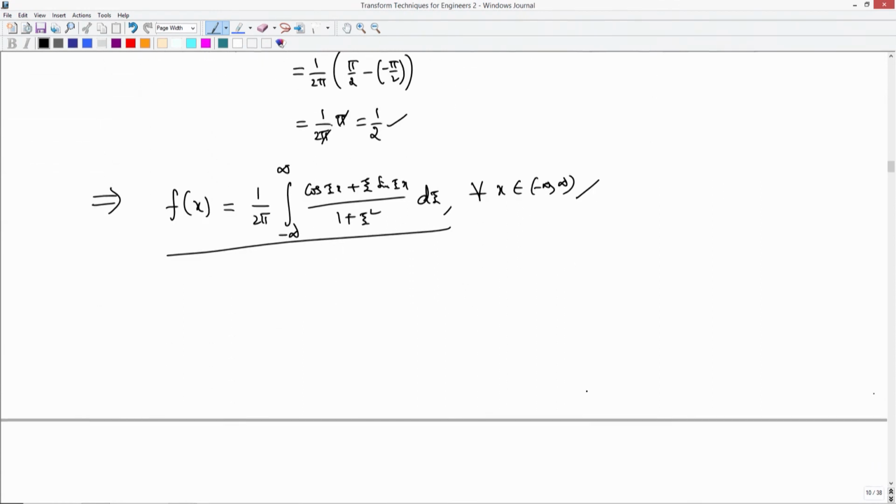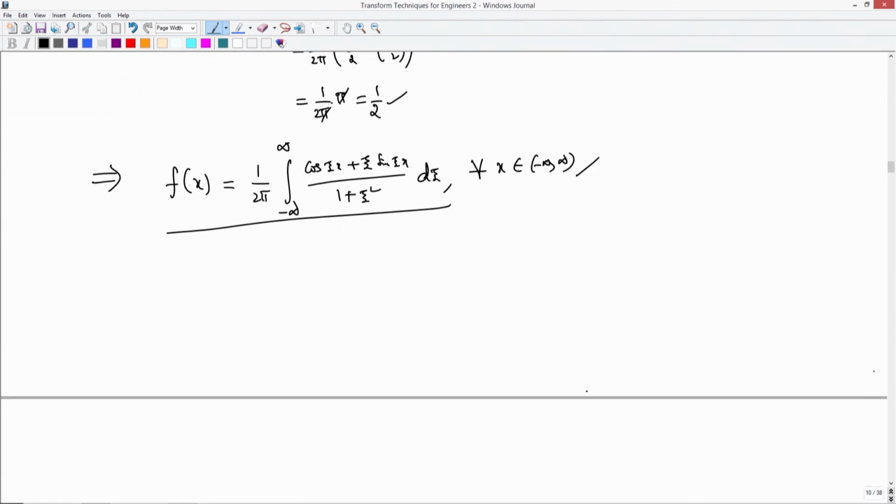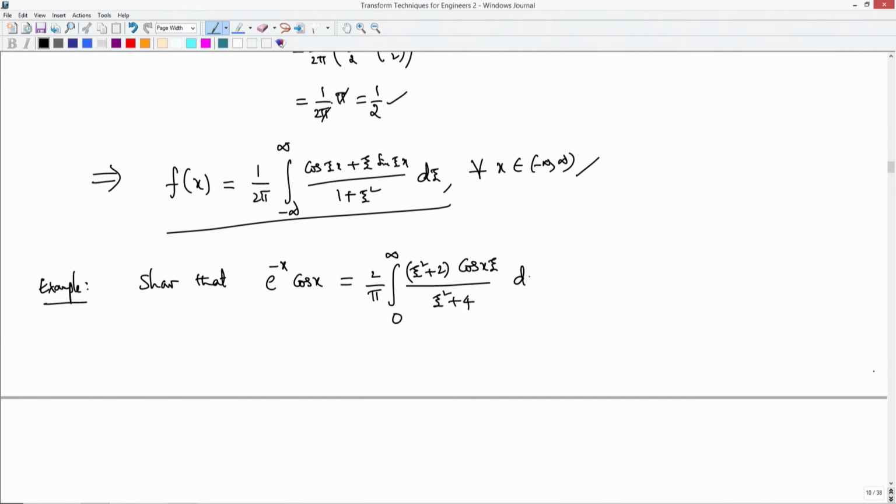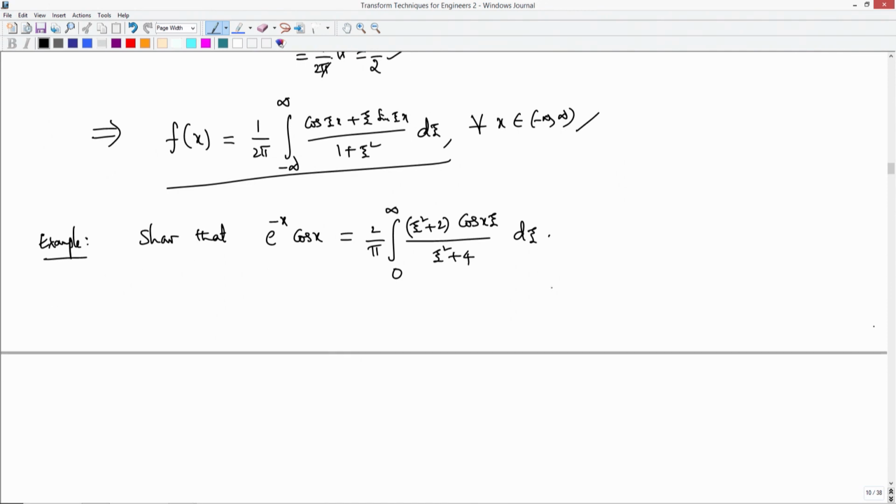Okay. In the same way, we will do some more examples. In this case we will try to show that e power minus x cos x is actually equal to 2 by pi integral 0 to infinity of (xi square plus 2) cos xi x divided by (xi square plus 4) d xi. Can you show that this integral value is equal to e power minus x cos x?